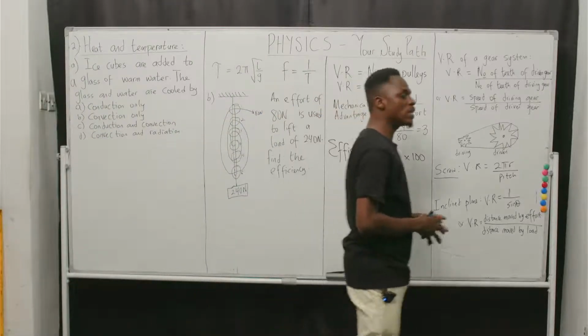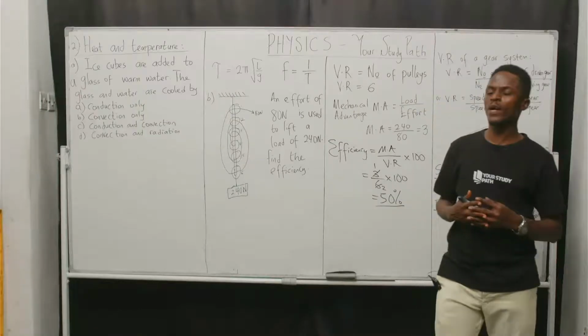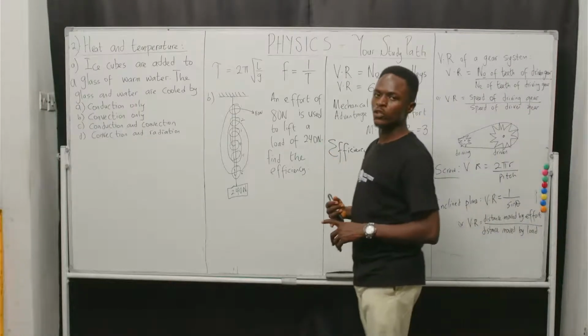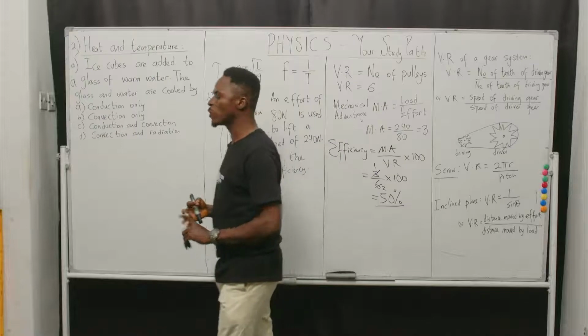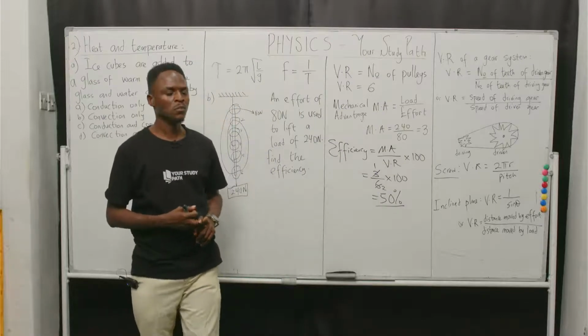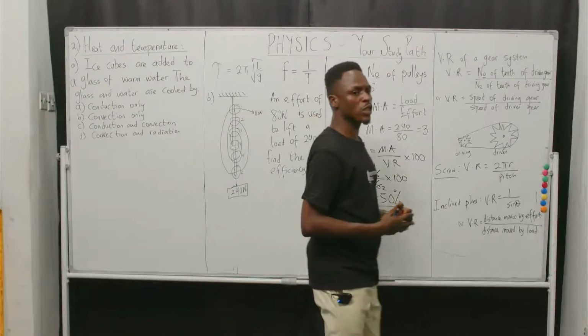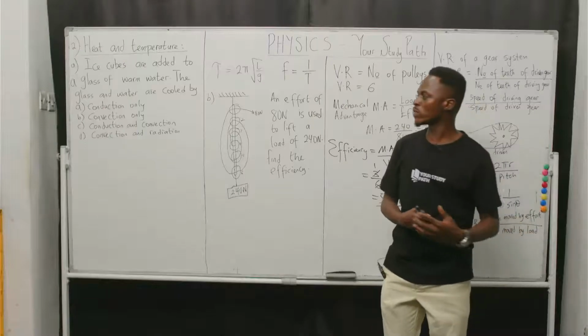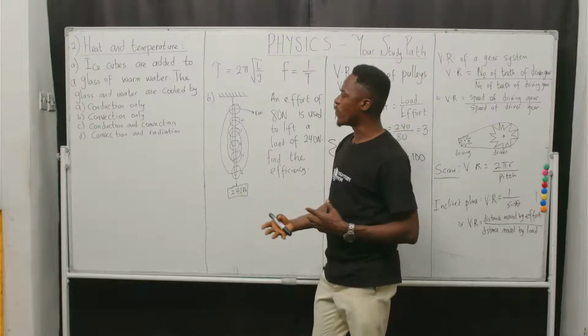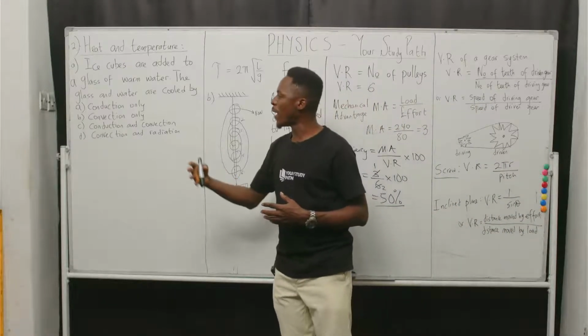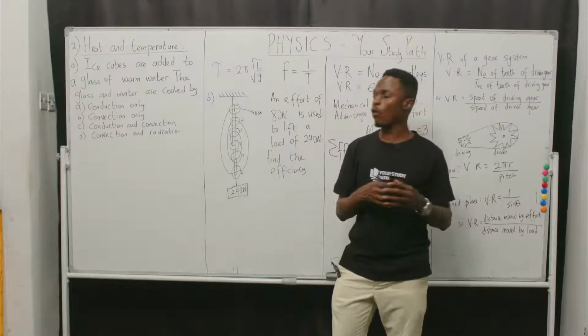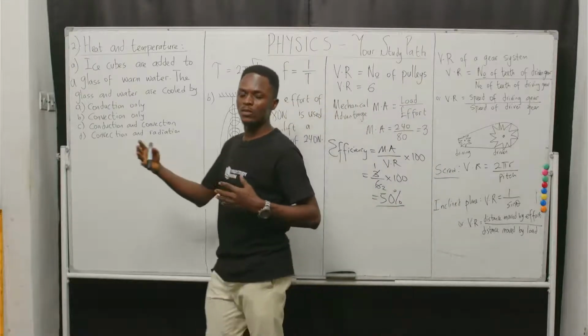So to understand this concept, we have to first know exactly what is conduction, what is convection, what is radiation. Conduction involves the transfer of heat from one point of a material to another by what? The movement of the electrons.